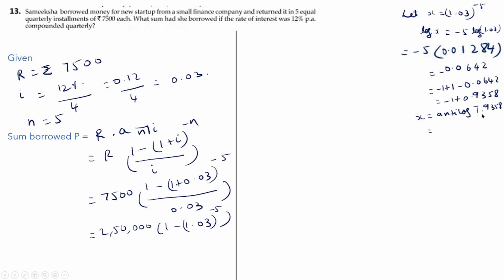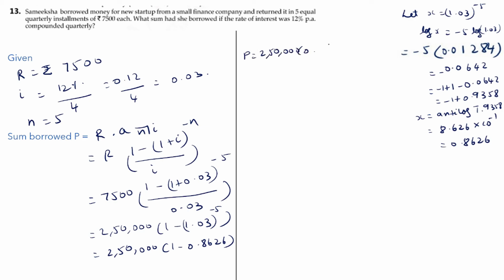Now anti-log of 0.9358 is 8.626 into 10 raised to minus 1, or it is 0.8626. So 1.03 the whole raised to minus 5 is 0.8626. So this is 2,50,000 into (1 minus 0.8626). So the sum borrowed P will be 2,50,000 into 0.1374.